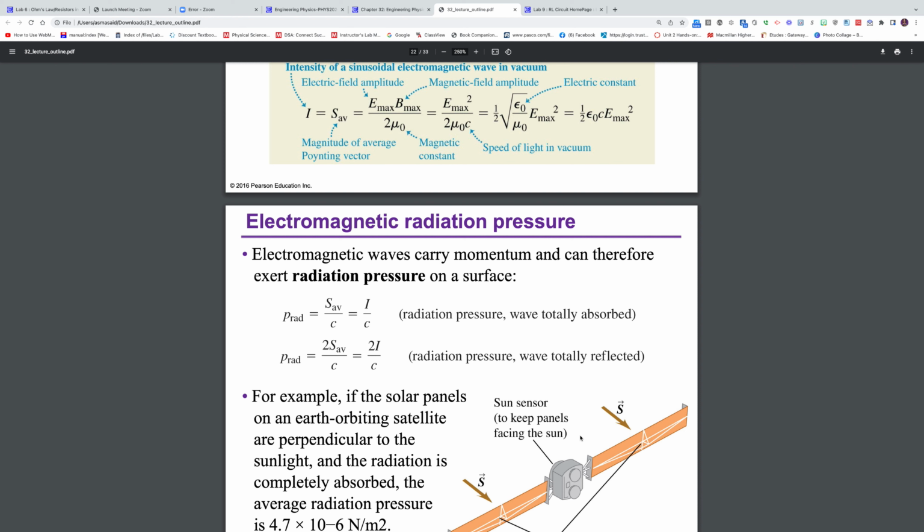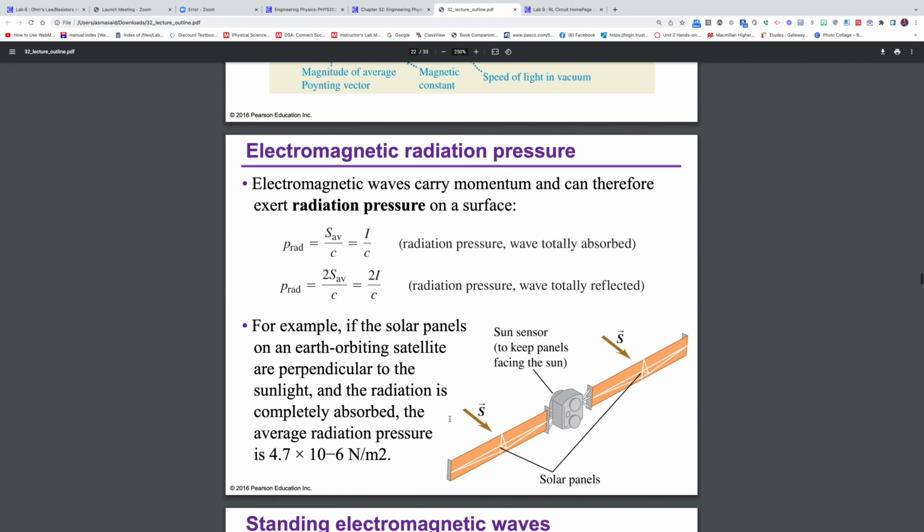Electromagnetic waves also carry momentum, and therefore they can exert what is called radiation pressure on surfaces. P radiation, the pressure, we call it the radiation pressure. It is S average divided by c and equals I over c. This is when the wave is totally absorbed. When it is totally reflected, that radiation pressure is going to be 2I over c.